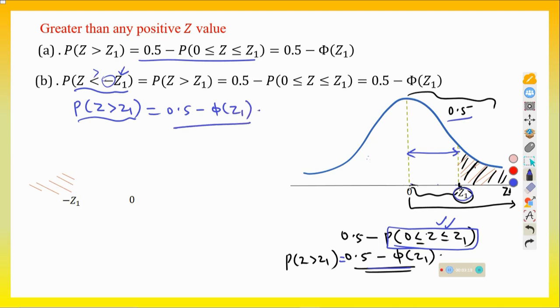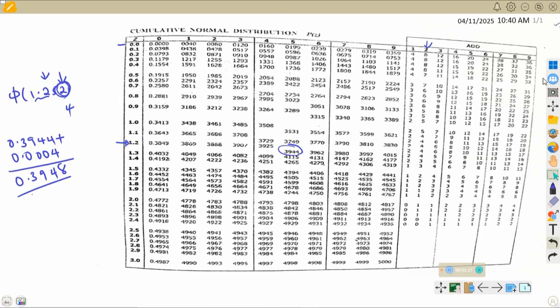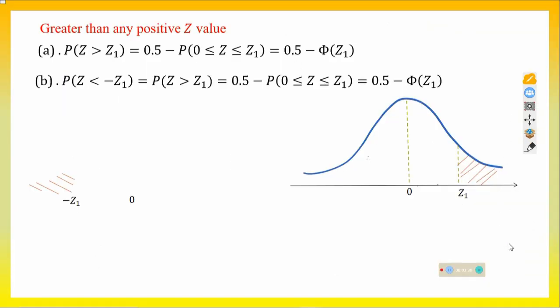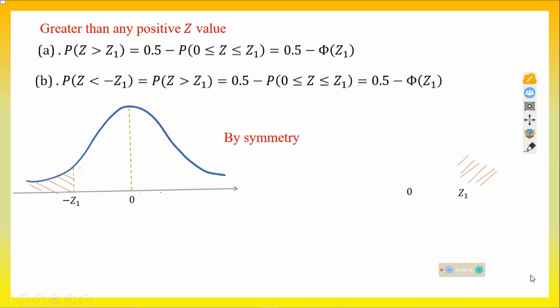So that is what we obtain. But this can be easily seen from what we call symmetry. So by symmetry properties, we can easily write that. So by symmetry, we shall have that this, because we are interested in the probability of Z which is less than negative Z1. That is the probability we are talking about, this one here.